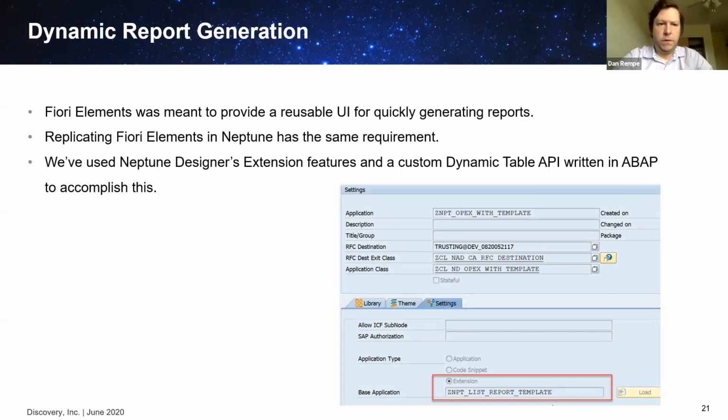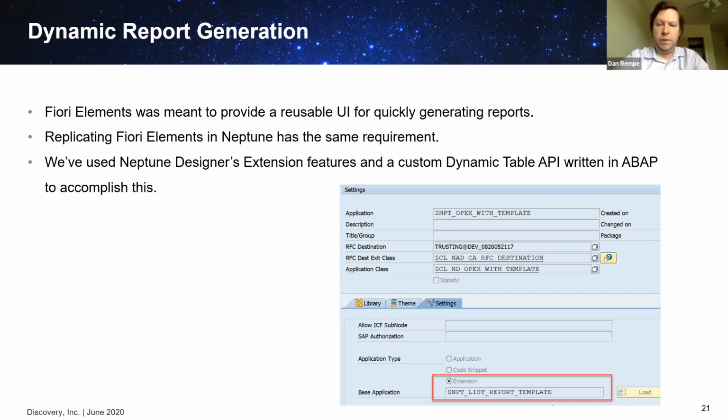So what we're talking about here is extensibility. We have some dynamic report generation features that are pretty important to what we're trying to accomplish. And we accomplish that on the front end using Neptune's extension feature. So you can see in the screenshot, we have a base template report, and then developers who want to use it to generate their own reports would just extend that. What this accomplishes for us is the developers who use the template get a lot of functionality for free. They actually get their entire UI generated for them without having to do anything on the front end at all.